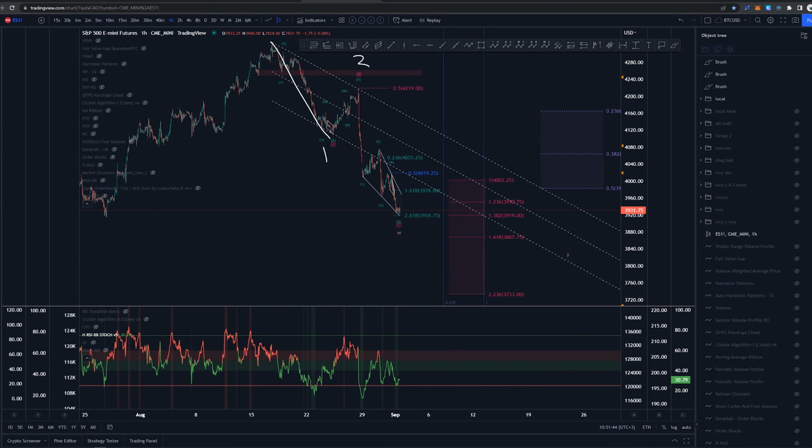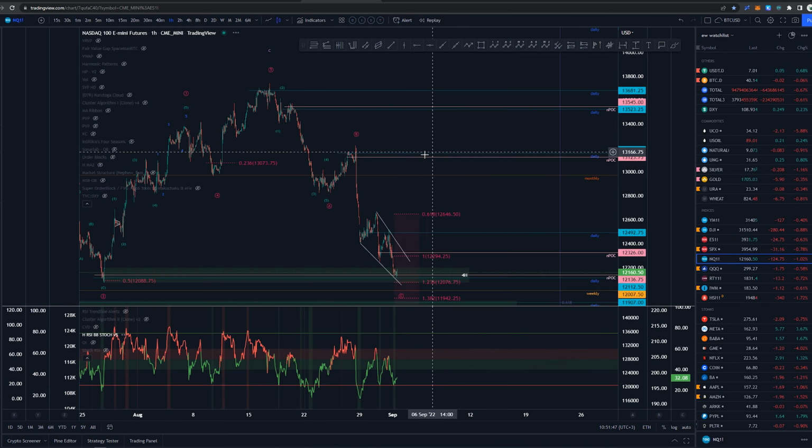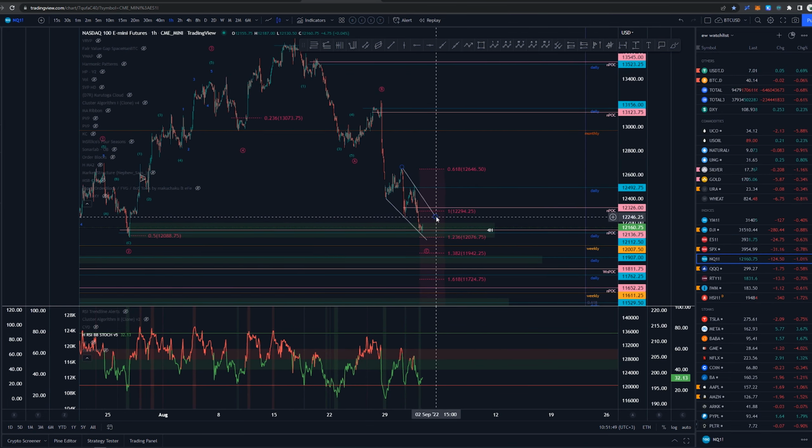But that is pretty much everything I wanted to share on Nasdaq and S&P 500. They are both very similar. I think the S&P 500 looks a bit better with the ending diagonal here, so that's why I was longing that instead of Nasdaq, although Nasdaq definitely has more moves on it.